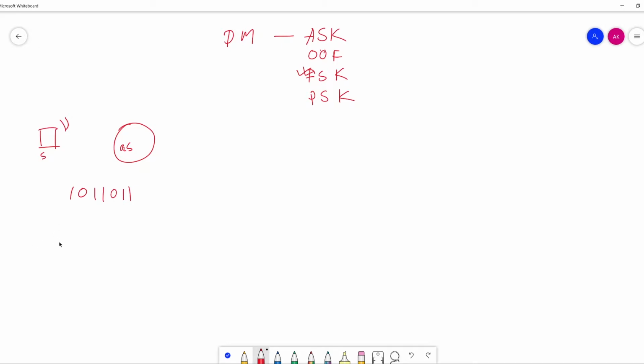So first is 1, so this is high, then low, high, high, then low, again goes to high and high. So this one is 1 0 1 1 0 1 1. Let's draw a line over here.